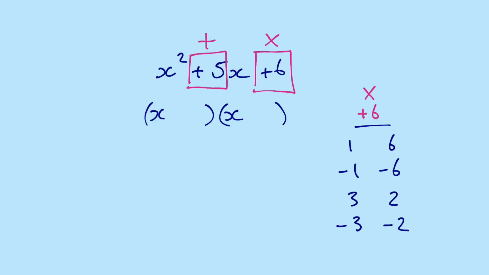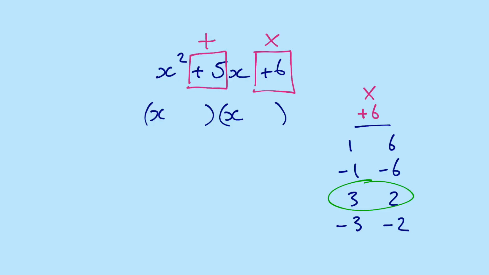Here are the factor pairs of plus 6. Don't forget to also note down the negative factor pairs. So these four sets of numbers all satisfy the condition of multiplying to give positive 6. However, which pair of numbers also satisfy the condition of adding to give plus 5? Now that will be 3 and the 2.